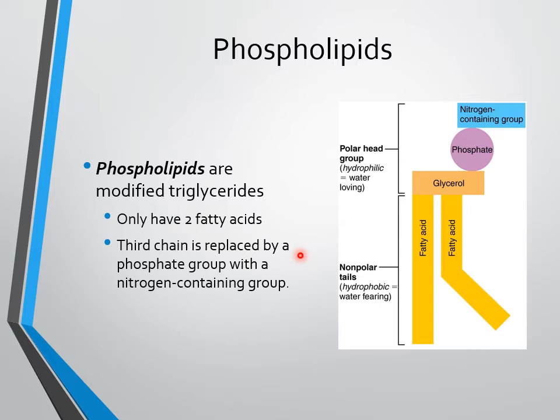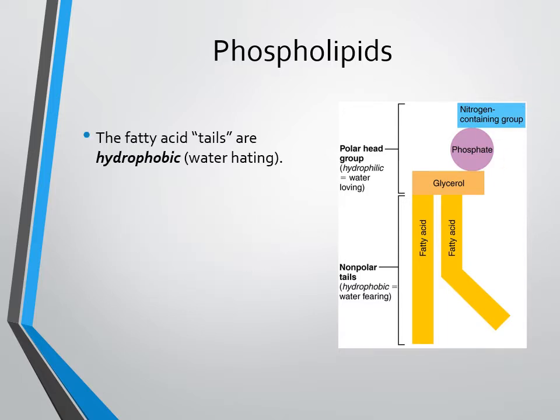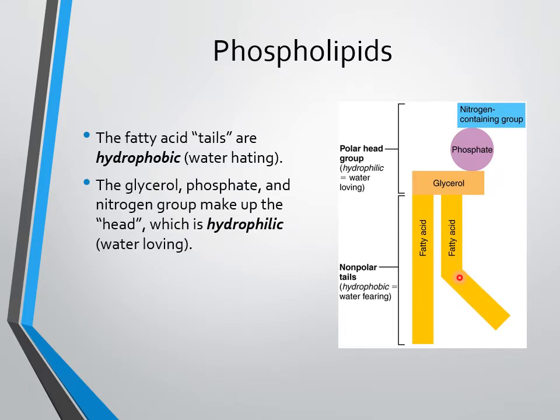They only have 2 fatty acid chains. The third chain is replaced by that phosphate group and the nitrogen group, like I talked about. So the fatty acid tails are hydrophobic, which means they fear water or they hate water. The glycerol with the phosphate and the nitrogen, we call this the polar head, and it is hydrophilic, which means it loves water.